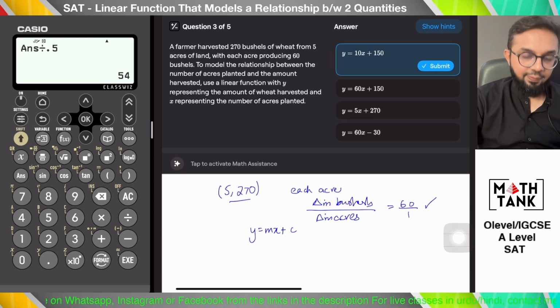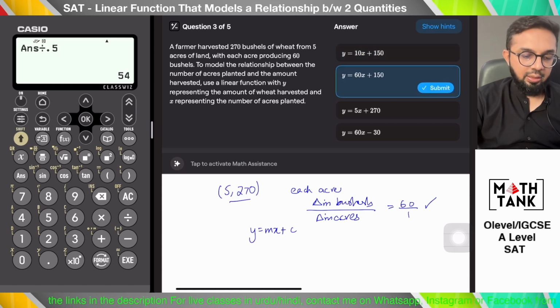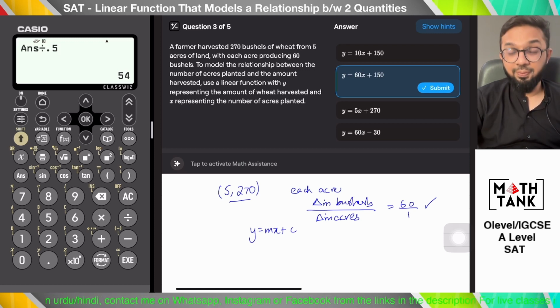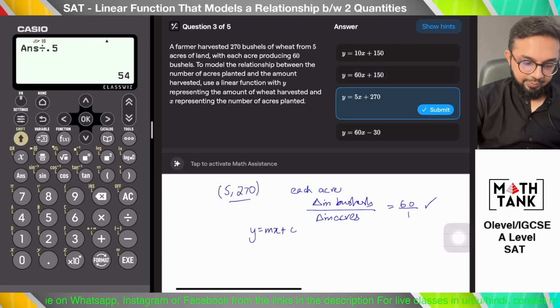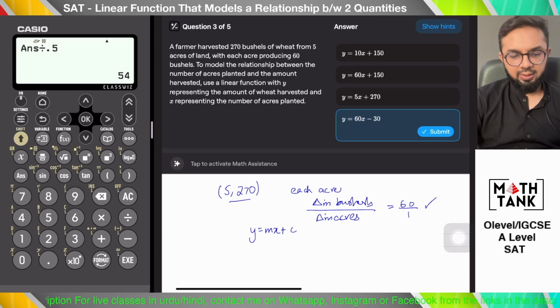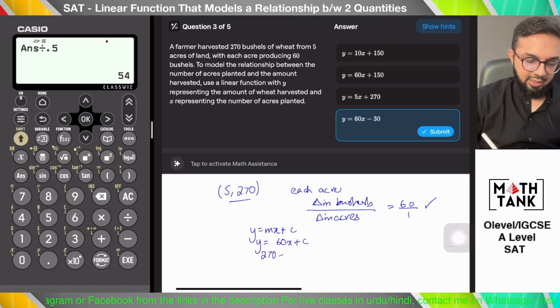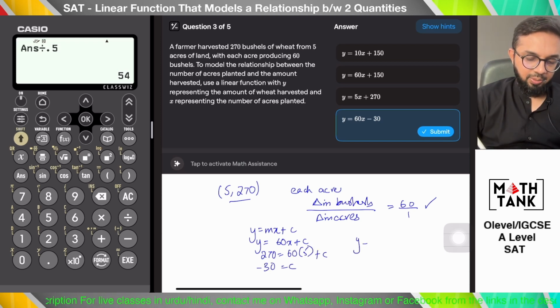So if I plug in 5 into the first one, it gives me 10 times 5 plus 150, that's 200. 60 times 5 is 300 plus 150 gives me 450. 5 times 5 gives me 25 plus 270, that's also not right. 60 times 5, 300 minus 30, that gives me the right answer. But I can also do it like this. I can find out C. So 270 equals 60 times 5 plus C, so C comes out as minus 30. So my equation should be 60x minus 30.